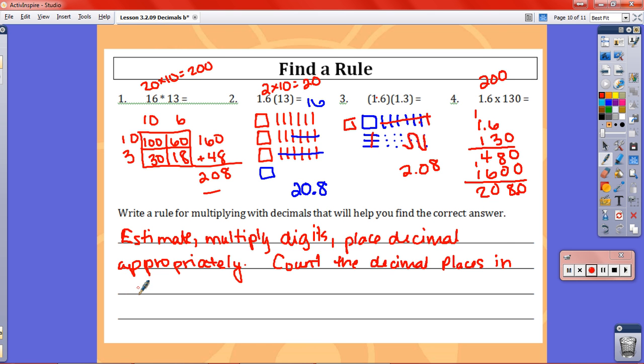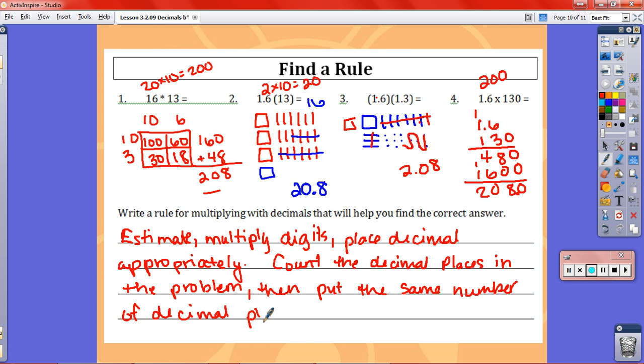But basically, count the decimal places in the problem, in both numbers. Then put the same number of decimal places in the answer. So to illustrate that really clearly, let's take another look at an example.